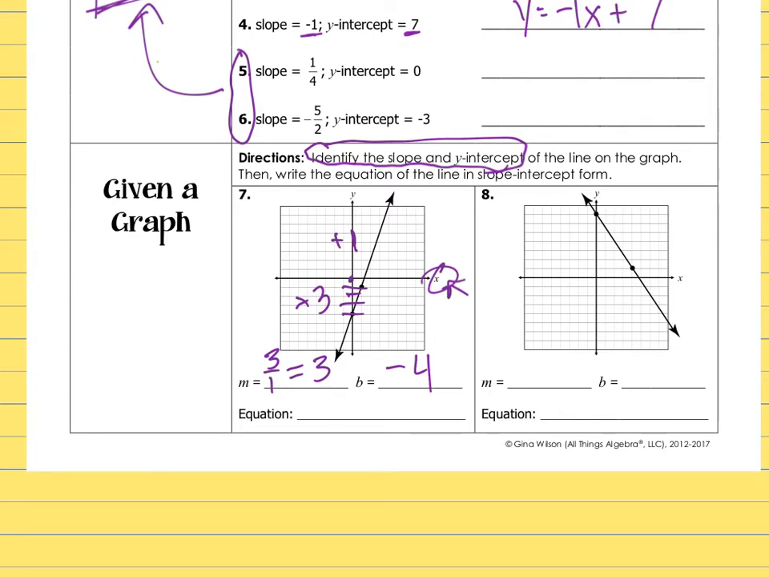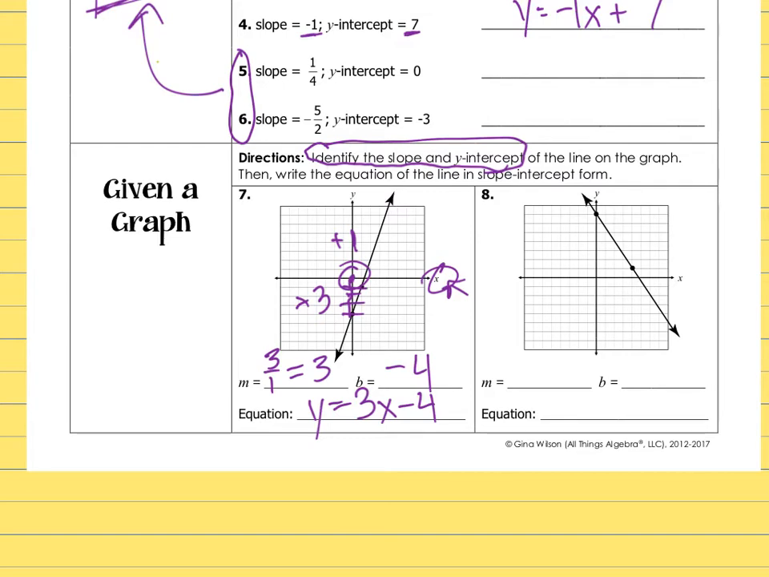I started at the origin here, right there, and I went down until I found that point. So -4 it is, and then to make my equation, I just plug these in. So y is equal to, remember that my m is 3, so mx plus b, 3x. Since this b is -4, I'm going to have a -4. Sound good so far?